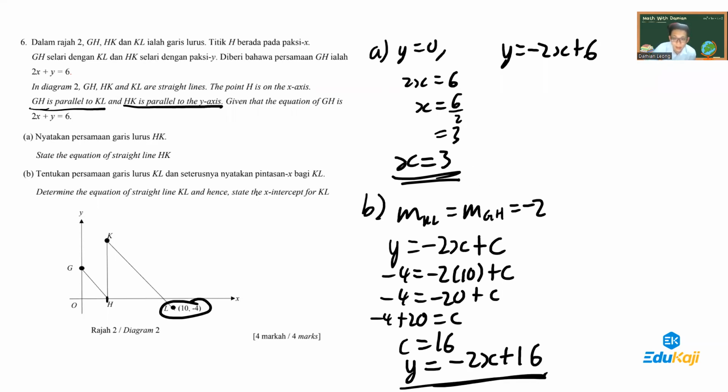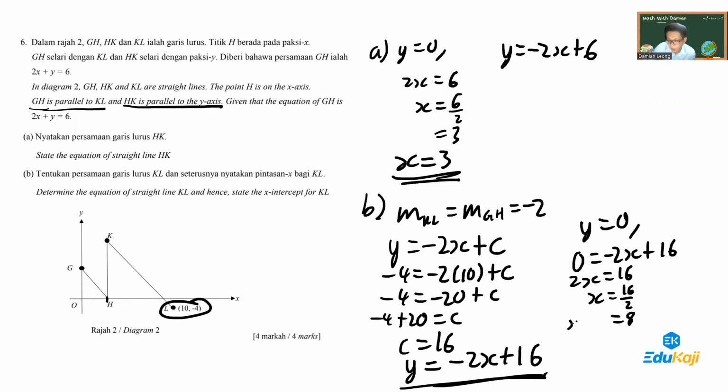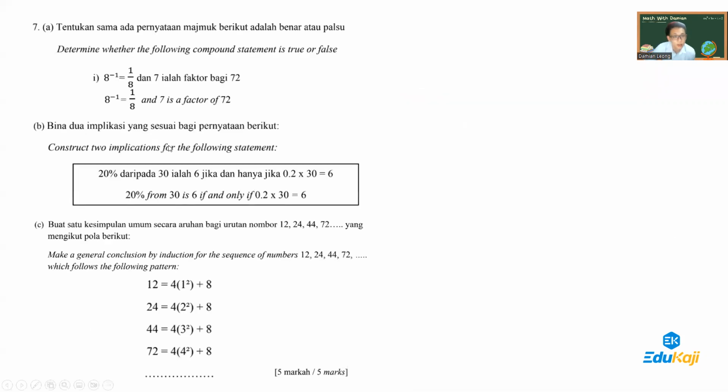Then the x-intercept means when y equals 0. 0 equals negative 2x plus 16. Means 2x is 16. x will be 16 divided by 2, which is 8. So the x-intercept is 8. That's it for question 6.